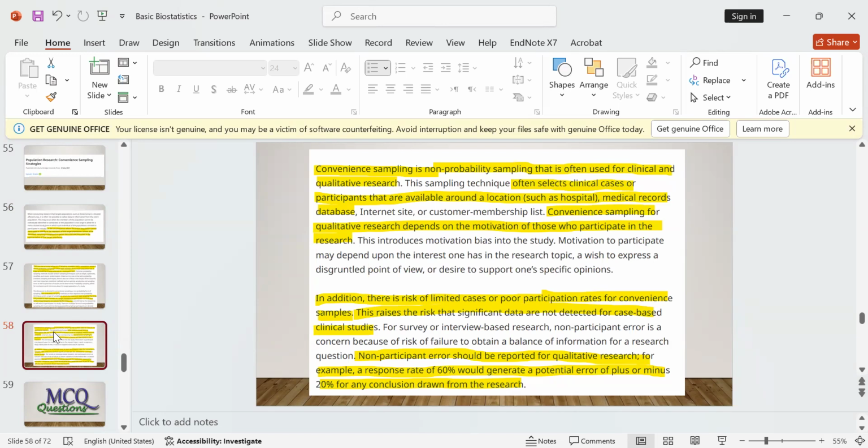Non-participants should be reported for qualitative research. For example, a response rate of 60% would generate a potential error of plus or minus 20% for any conclusion drawn from the research.